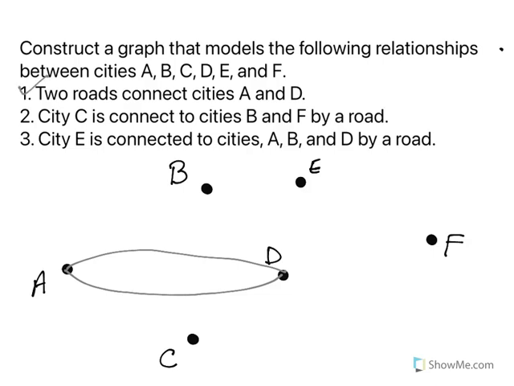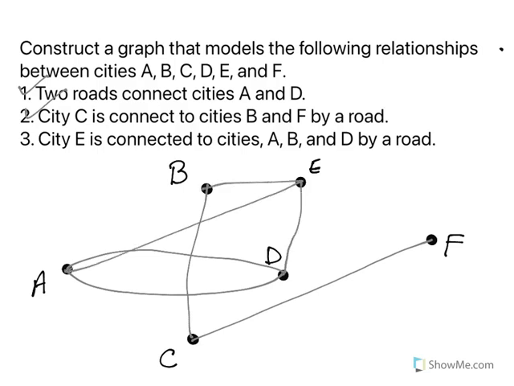Then we know that city C is connected to cities B and F by a road. So I connect CB and CF. And then city E is connected to cities A, B, and D by a road. And that is our graph. So you can see the vertices are the points where the cities are, and the edges are the lines or the curves that connect 2 vertices.